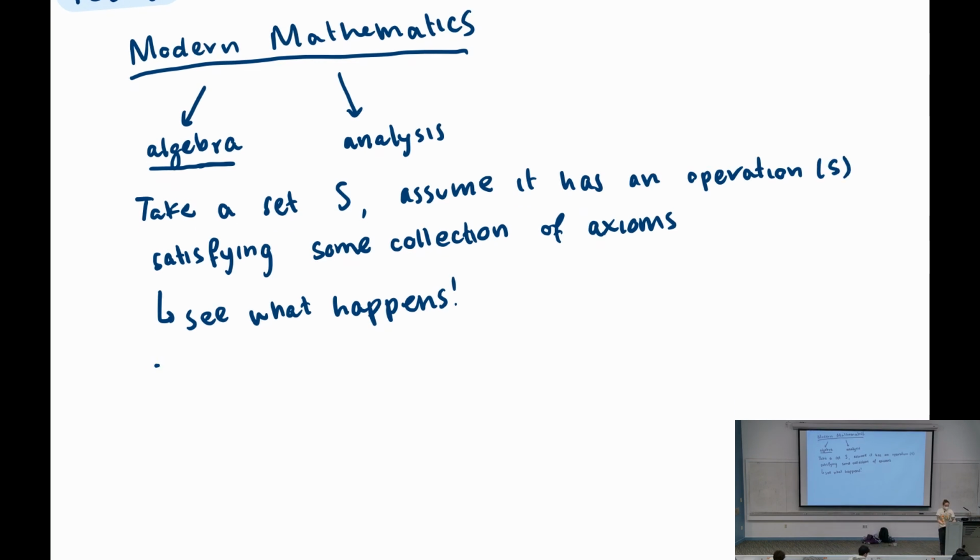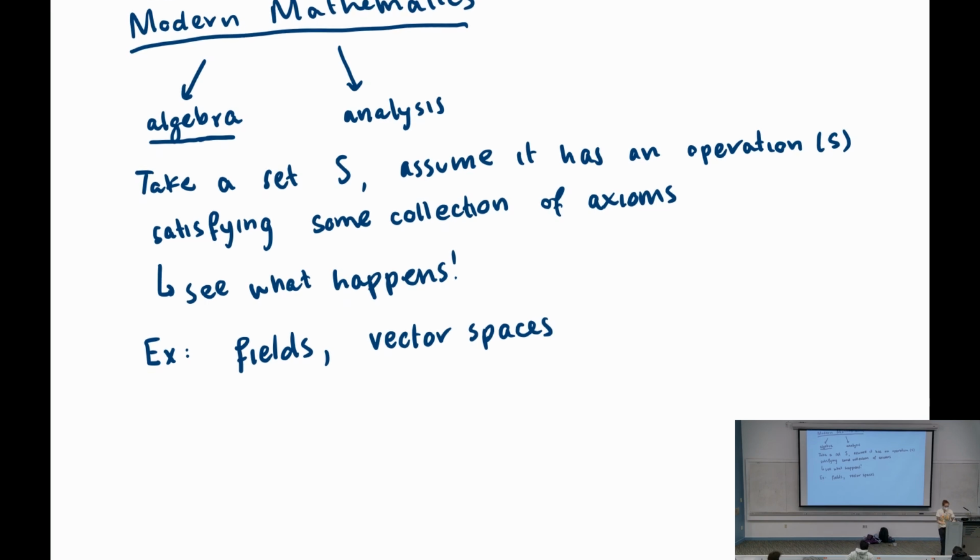And sometimes you have more than one operation. Some examples that you may have seen before are fields. These are a set together with two operations, and you assume many things about the operations like associativity and commutativity and things like that. So fields are an example. Vector spaces are another example. Vector spaces have, of course, the operation of vector addition, and then you also have scalar multiplication. And today we're going to see the example of groups.